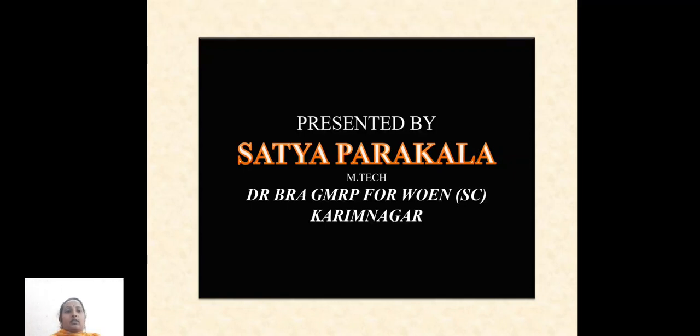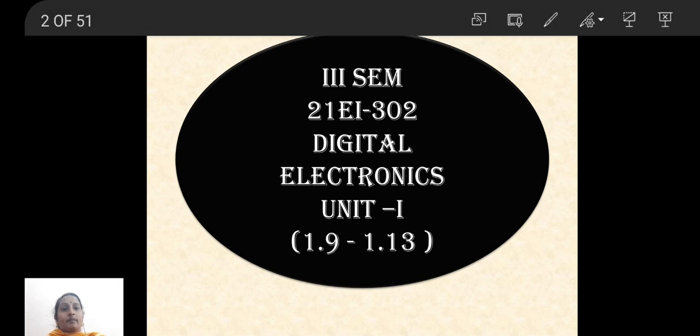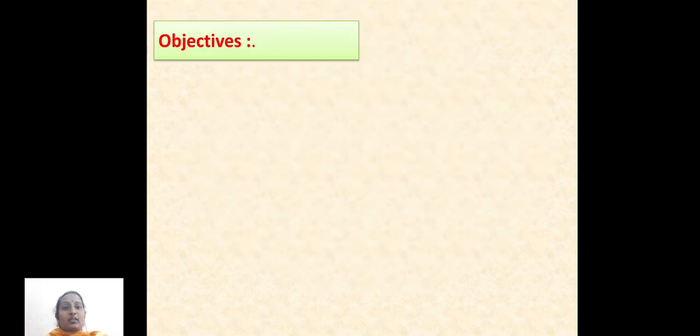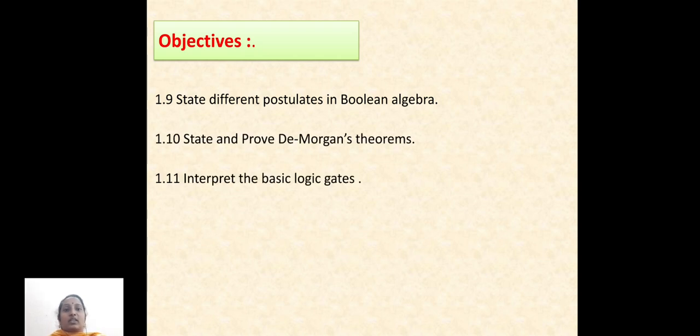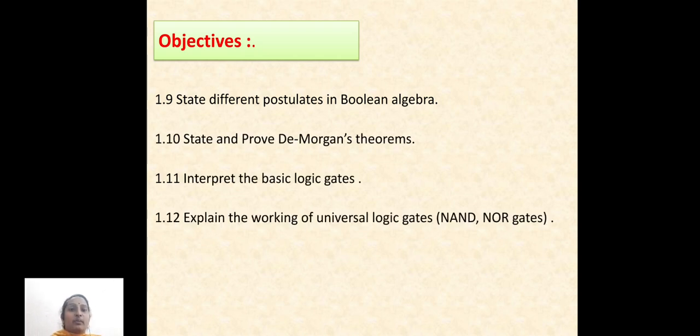Good morning, everyone. In our last class, we discussed parity bits, weighted codes, and unweighted codes. In today's class, we are going to discuss different postulates in Boolean algebra, De Morgan theorems, logic gates, and also universal gates. Of course, universal gates also come under logic gates.